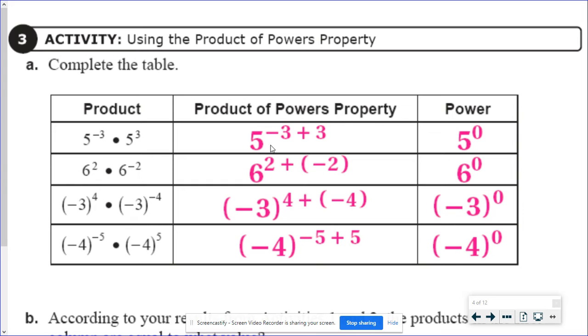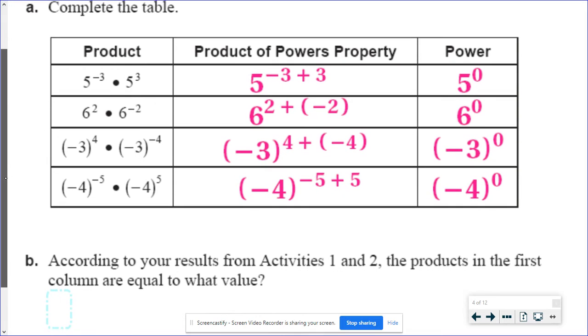These negative exponents, we're going to have one step today to figure out how to deal with those, how to get rid of those, and make them into positive exponents. So I'll be showing you that.